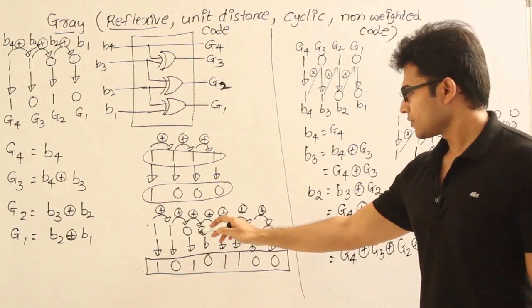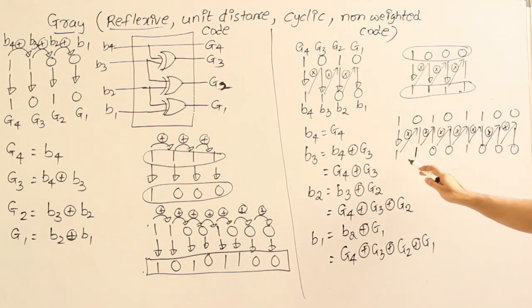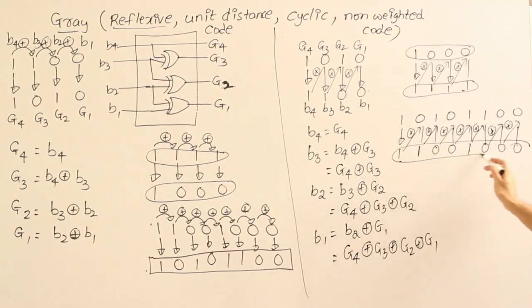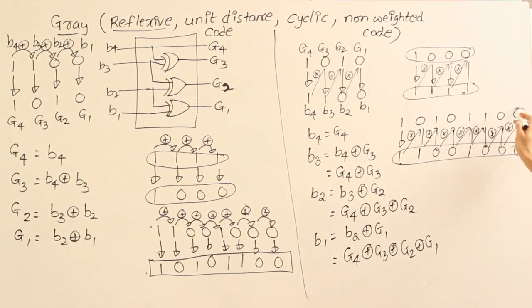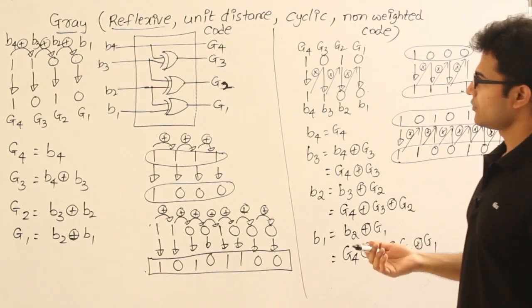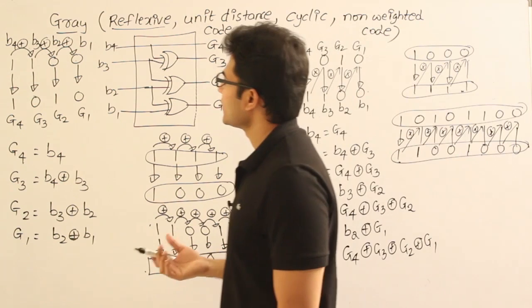So given number is 1100 1000. So the number we got is 1100 1000. Got it? So this is 200 in gray, which we converted to 200 in binary. So this is how you can convert from gray to binary and binary to gray.